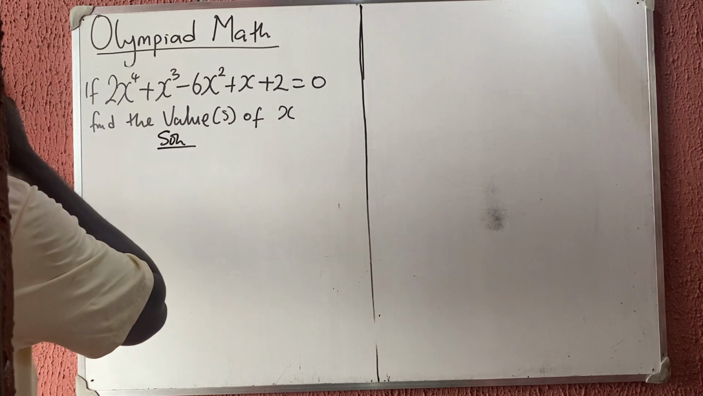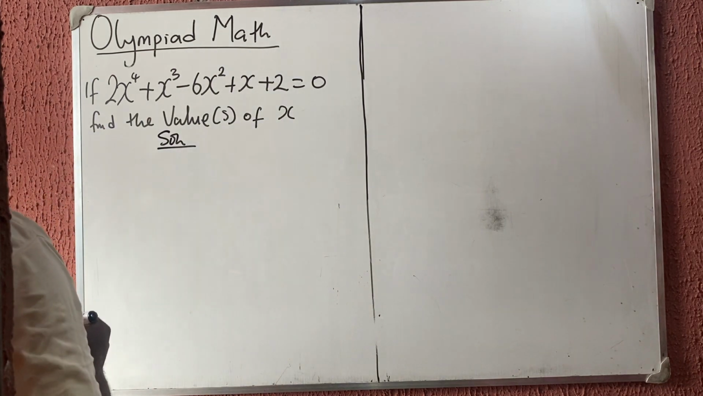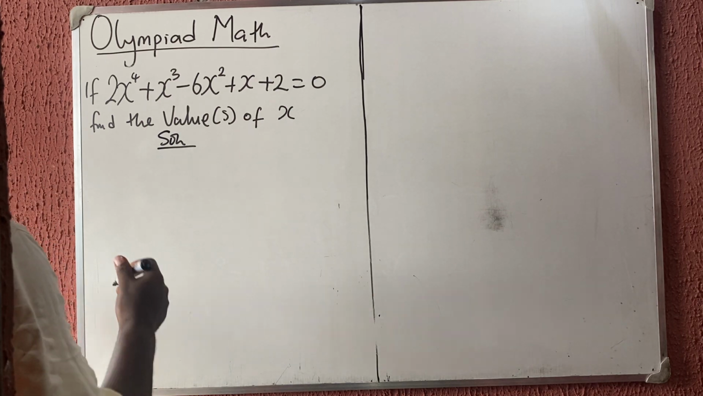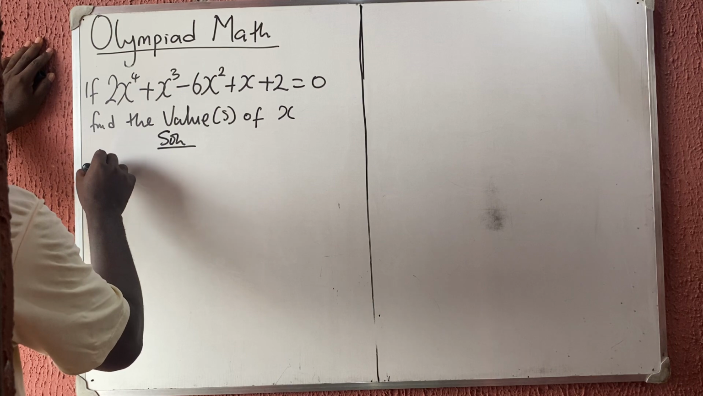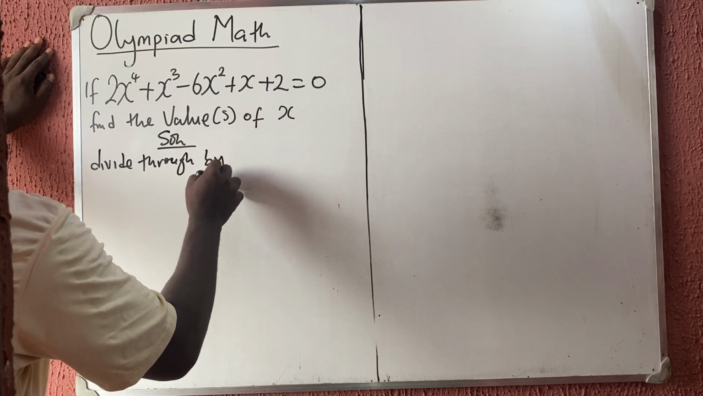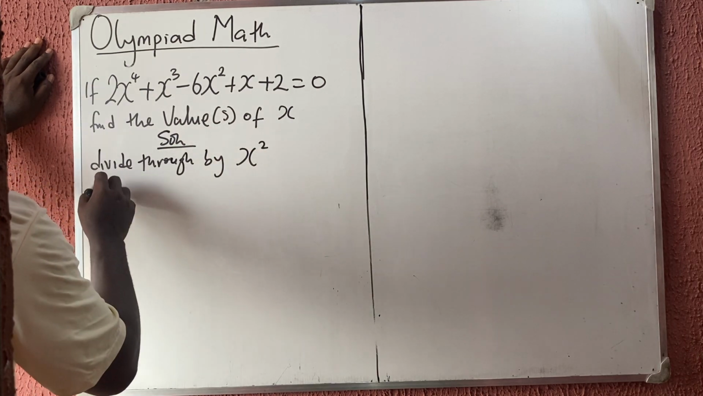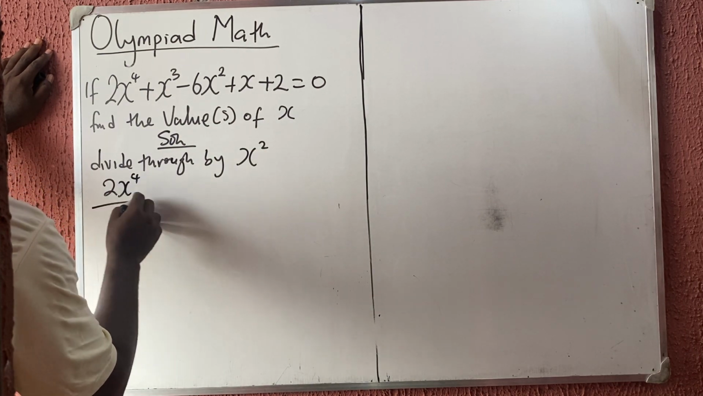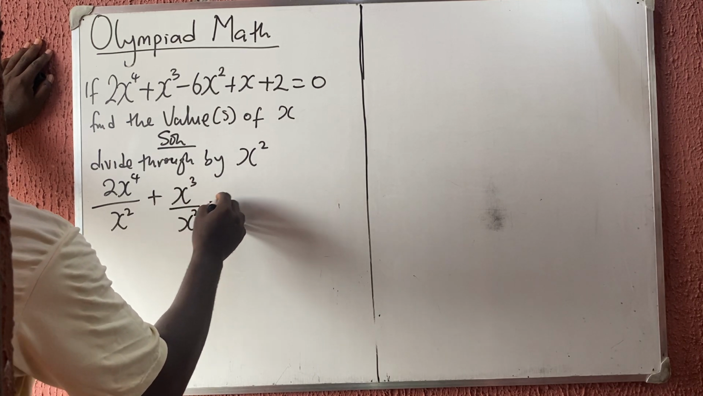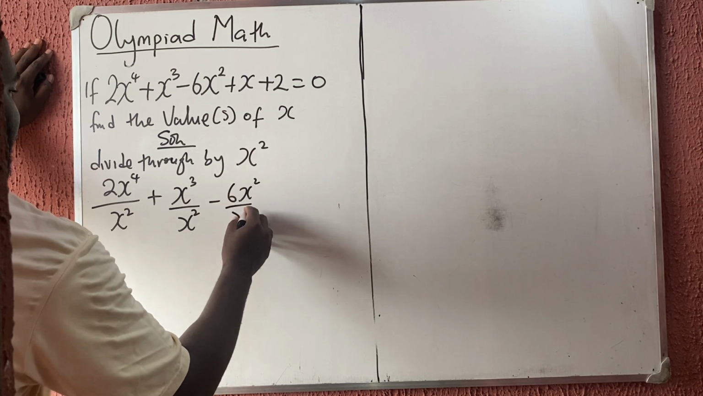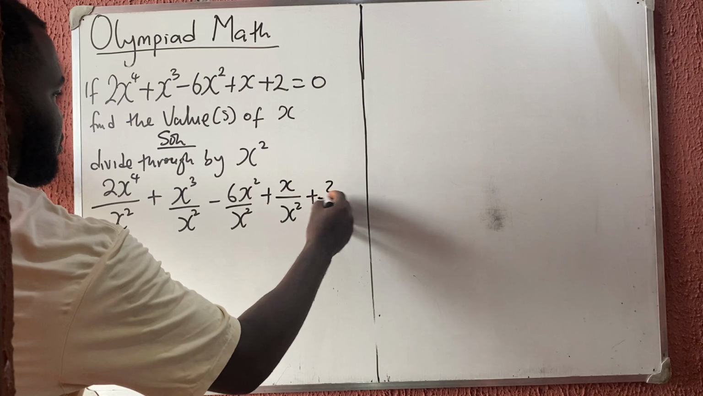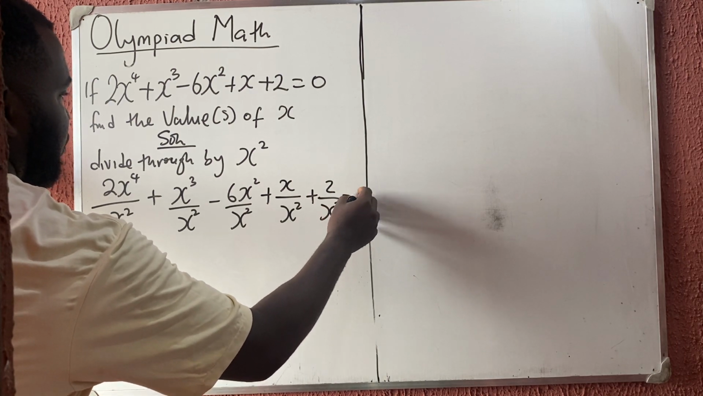It's very, very simple. So first thing we do is, how do we reduce to quadratic? Don't forget that the highest degree of quadratic is 2. So first of all, let us divide everybody. Let's divide through by x squared. So I'm going to have 2x raised to power 4 over x squared plus x raised to power 3 over x squared minus 6x squared over x squared plus x over x squared plus 2 over x squared is equal to 0.